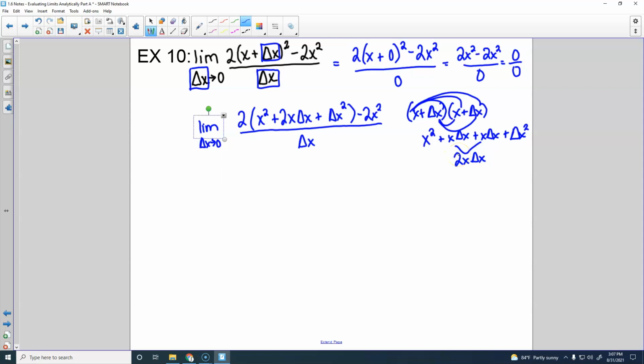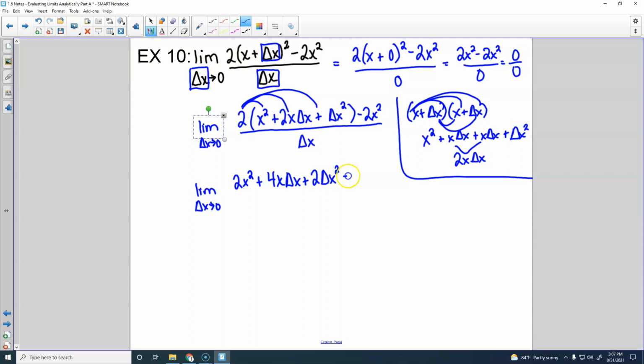Alright. Okay. What's the next step? Distribute. 2x squared plus 4x delta x plus 2 delta x squared minus 2x squared over delta x. Okay, so I just distributed that 2 to the parentheses.